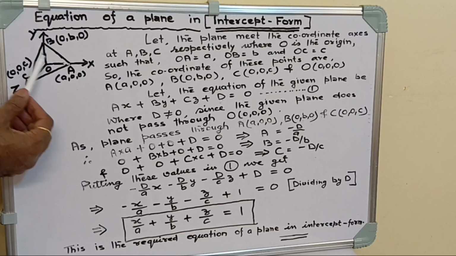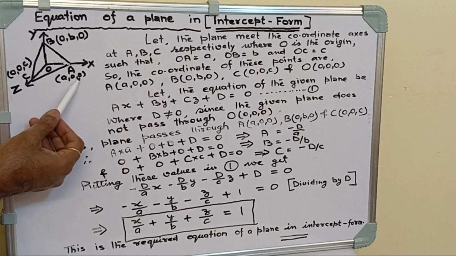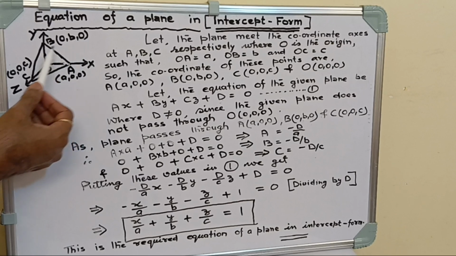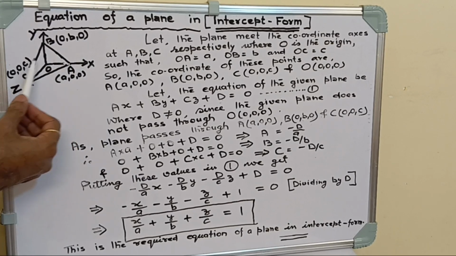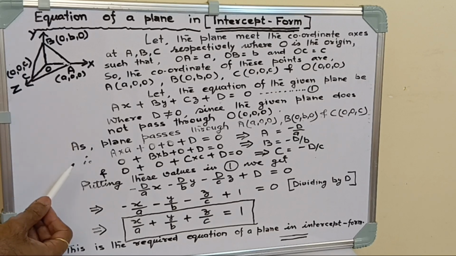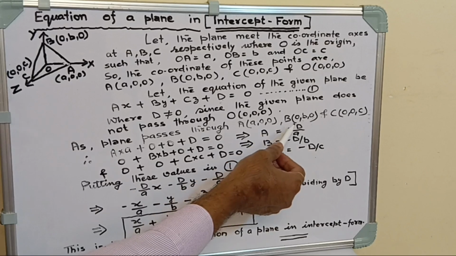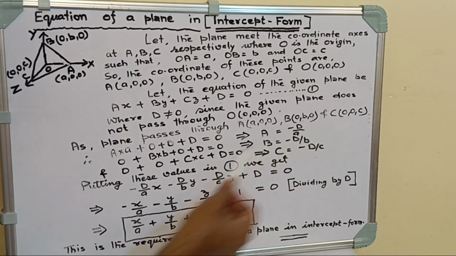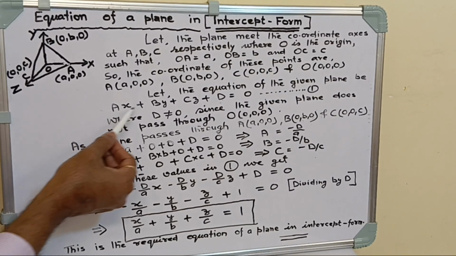As the plane passes through A, B, and C respectively, coordinate of A (a, 0, 0) satisfy the plane. Coordinate of B (0, b, 0) satisfy the plane. Coordinate of C (0, 0, c) satisfy the plane. So as the plane passes through these points, it satisfies the equation of a plane.